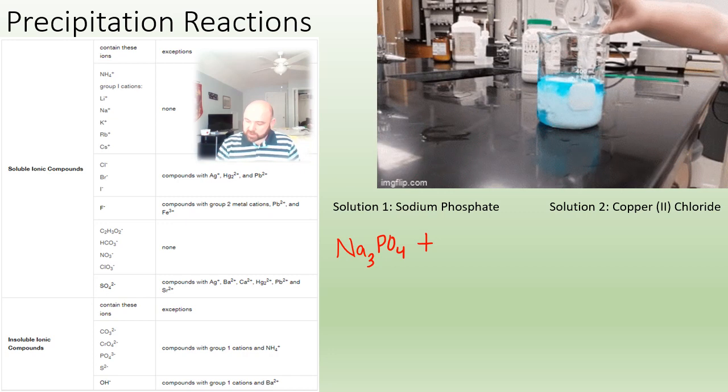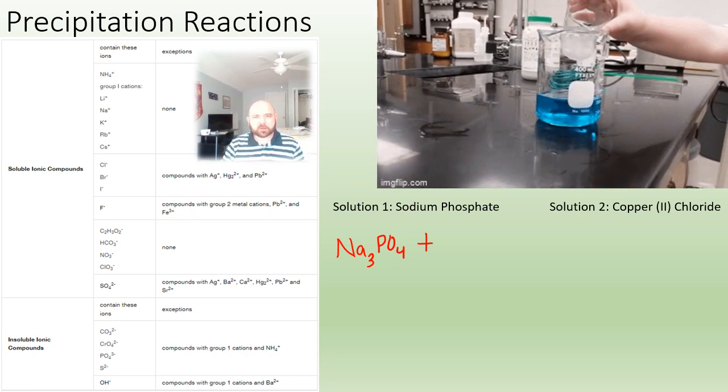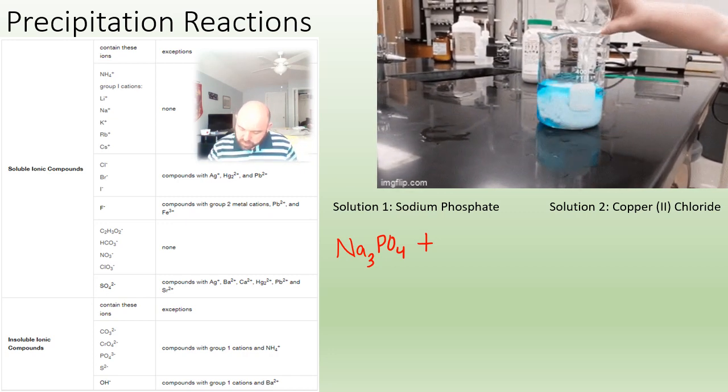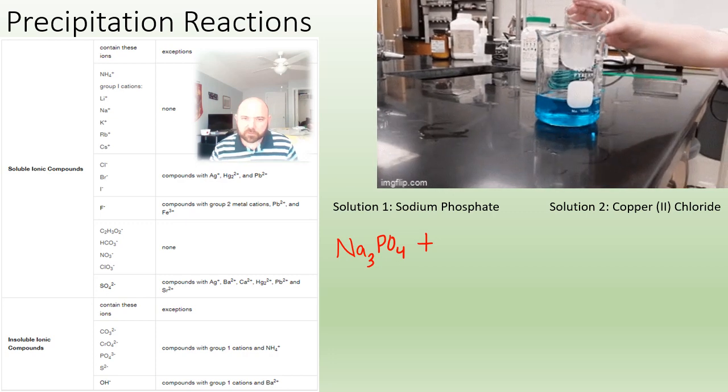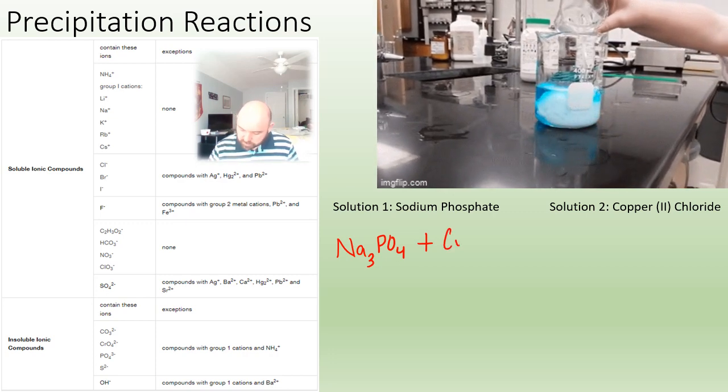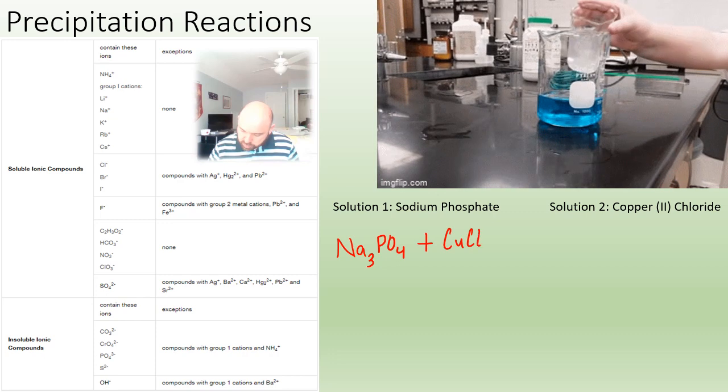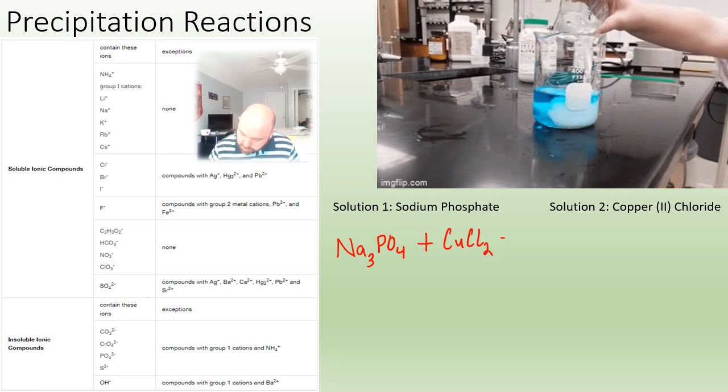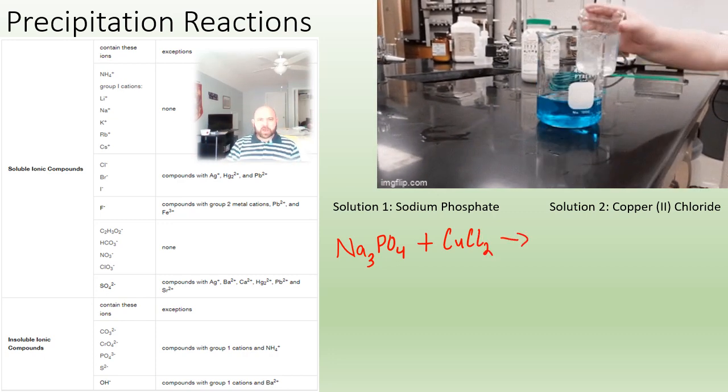It says that copper 2 chloride is the second solution. So chloride is a -1. If we're using copper 2, that means we are going to end up with CuCl2 as our other reactant.